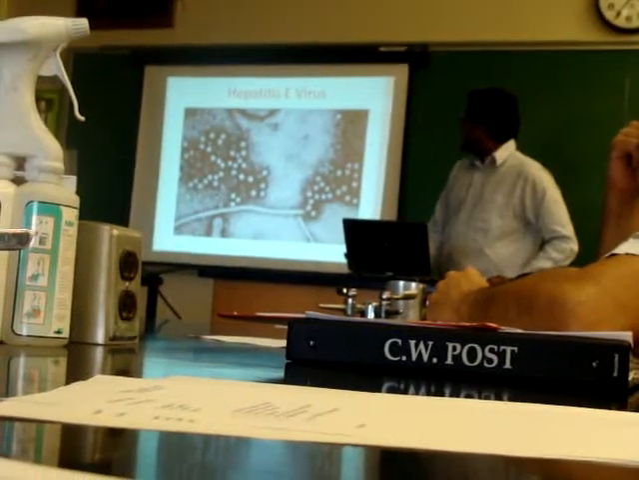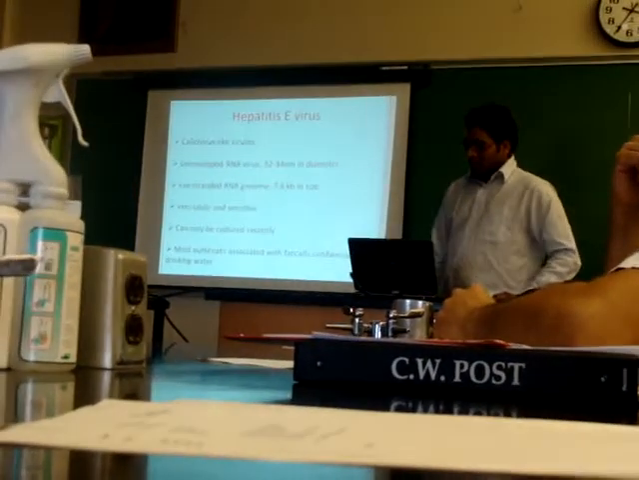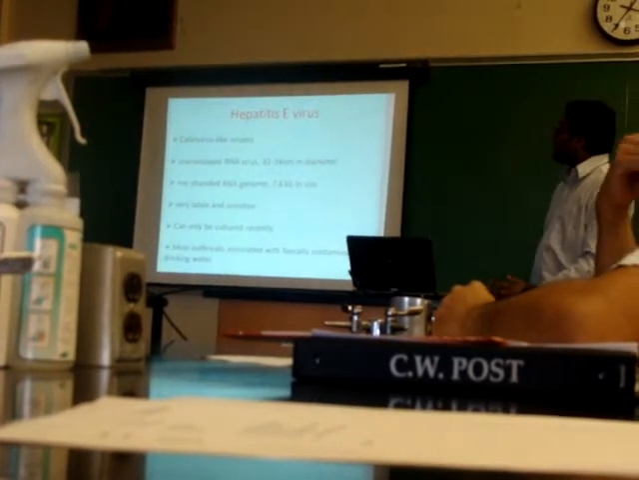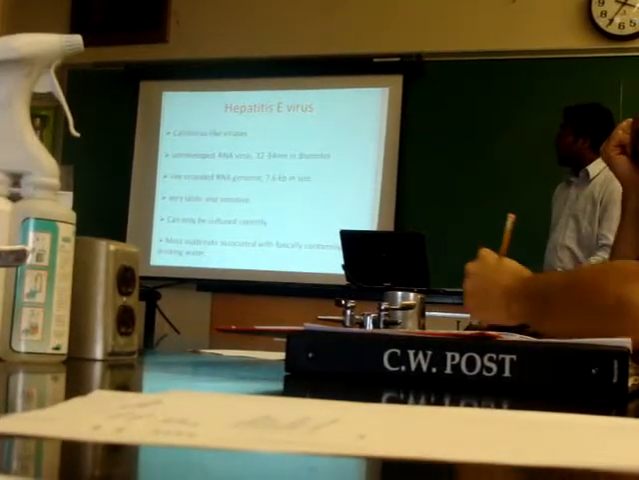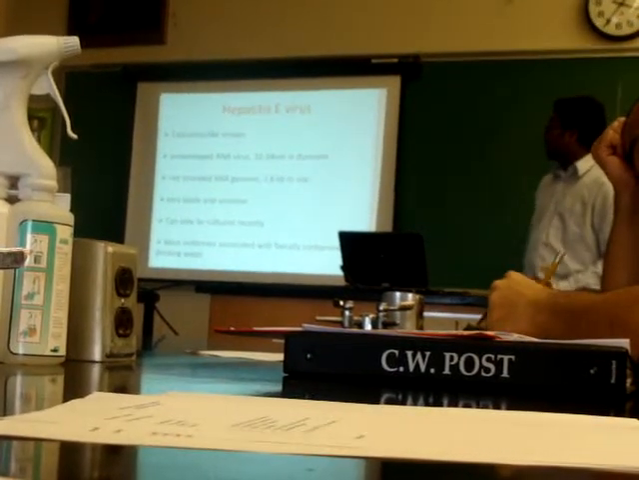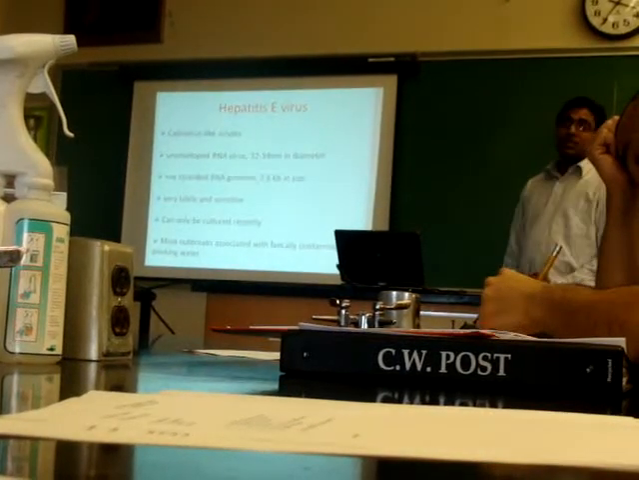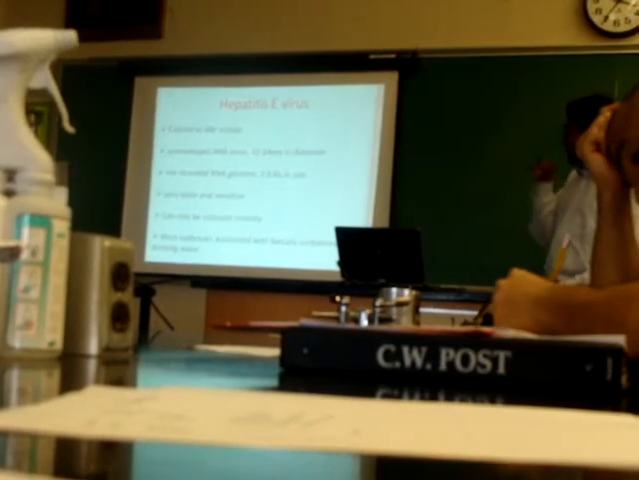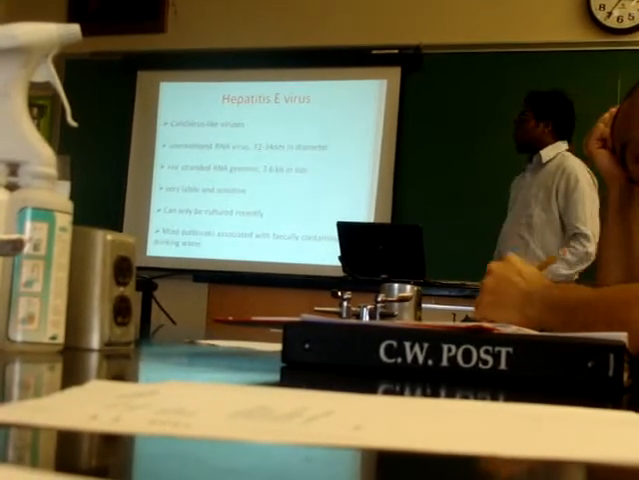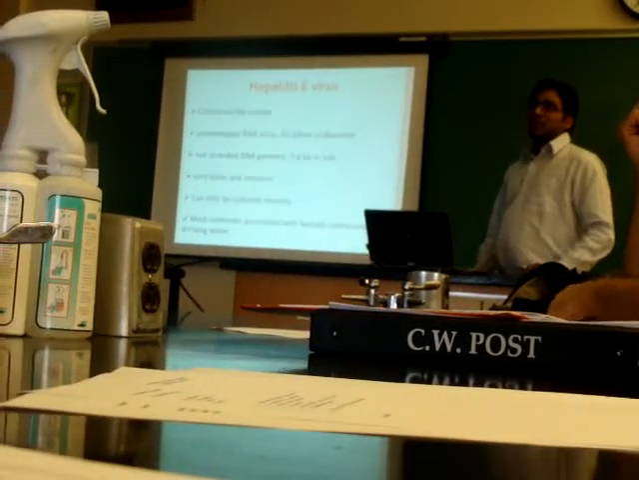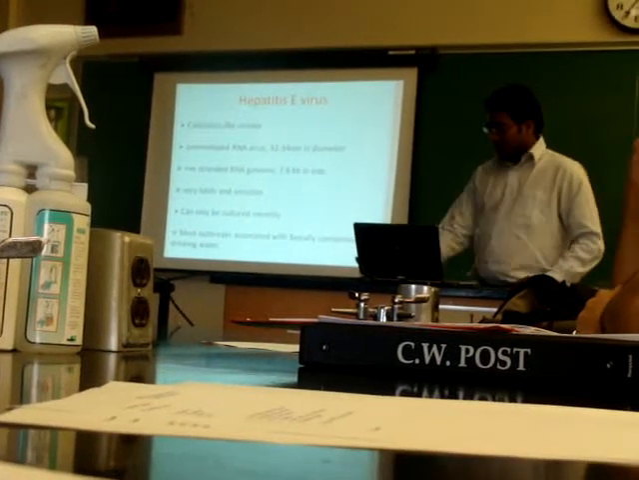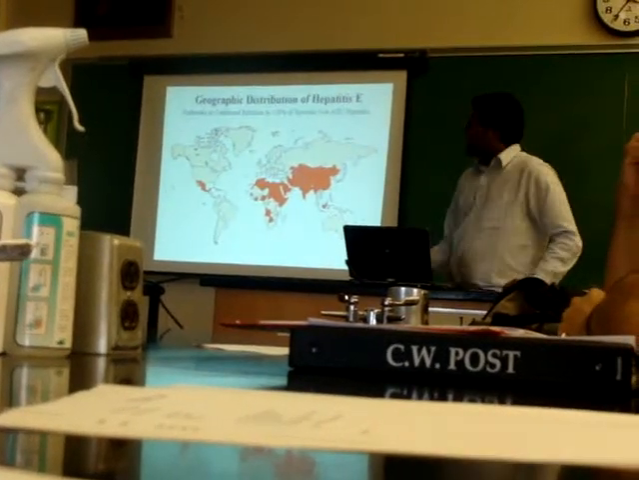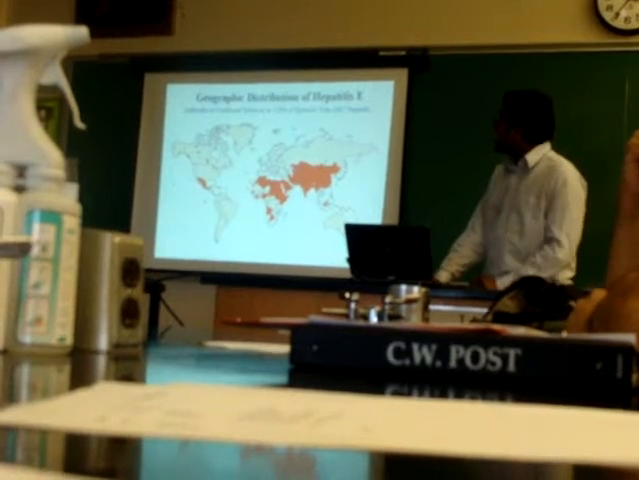Next, coming to hepatitis E virus. It's a calicivirus, an enveloped RNA virus, and is 7.6 kilobase pairs in size. It's labile and sensitive, and can be cultured recently. Most outbreaks are associated mainly with fecally contaminated drinking water. This hepatitis E virus will spread this way. This is the geographic distribution of the hepatitis E virus.